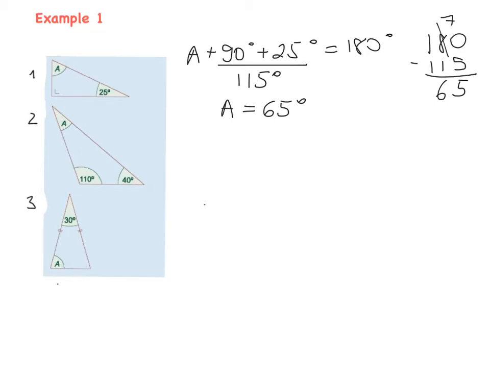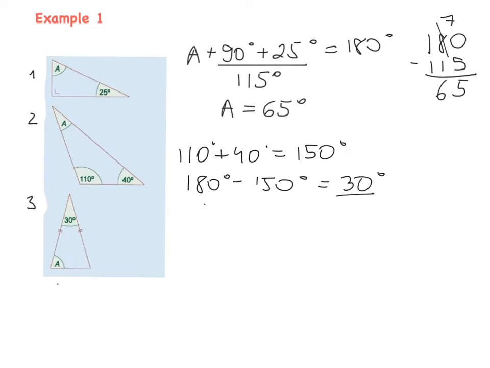Okay, the next question, very easy. This is 110, this is 40. So we can write down 110 degrees plus 40 degrees. That's 150 degrees. Okay? And from theorem number 4, we know all the angles should add up to 180. So 180 degrees minus 150 degrees is 30 degrees. And A is 30 degrees. So we have A in here and in here.